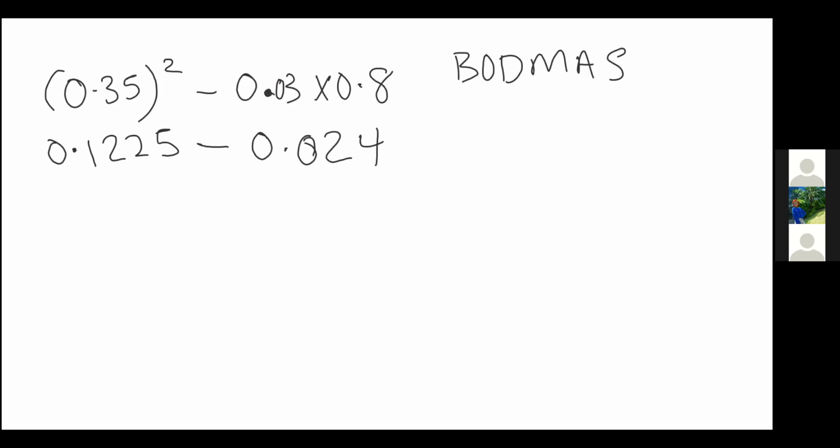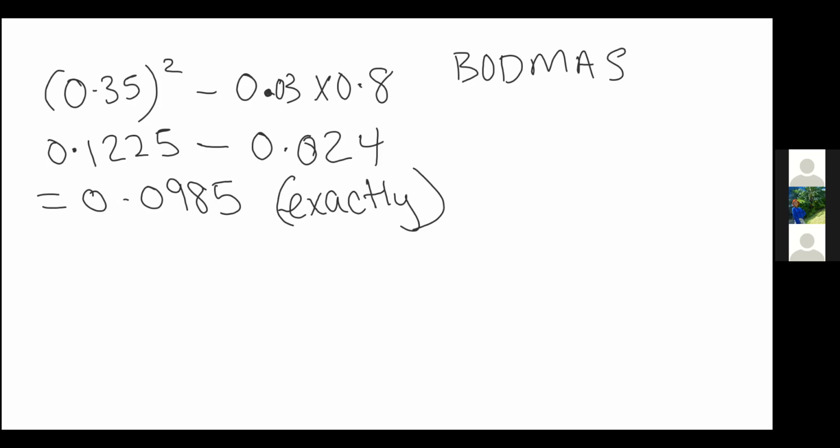And now we're going to subtract the 2. And our answer would be 0.0985. Again, this is exactly. No rounding, nothing. Right? So this is A part 1. Well, just A.